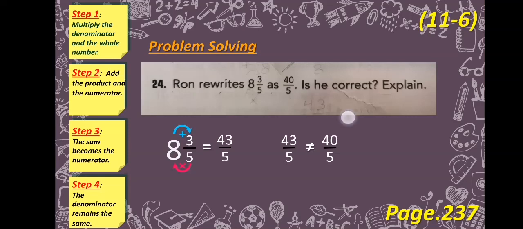If you notice, guys, he forgot to add the numerator. He just multiplied the denominator and the whole number. 5 times 8 equals 40, and he forgot to add the 3. He forgot to add the numerator. Okay, so he's not correct.